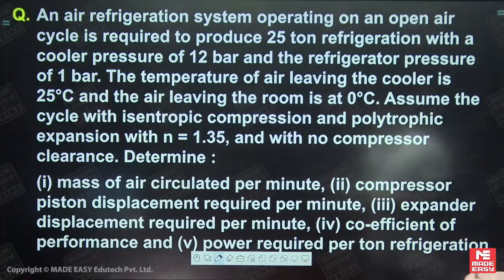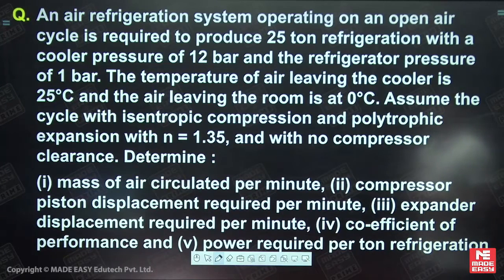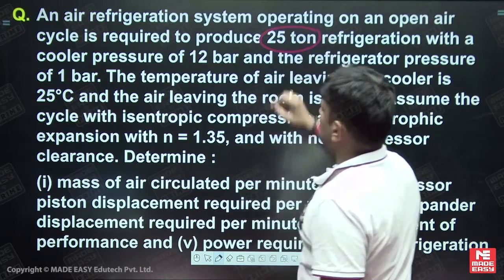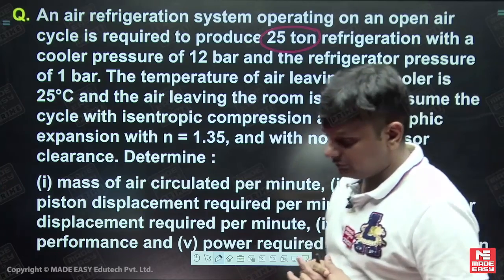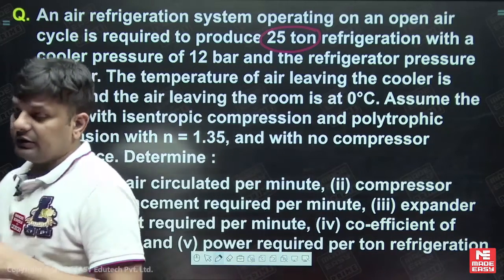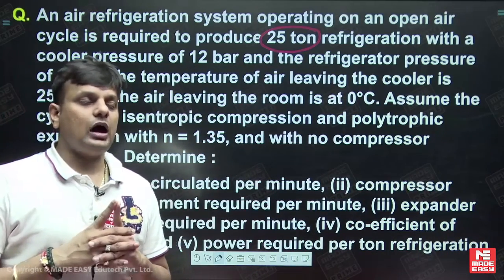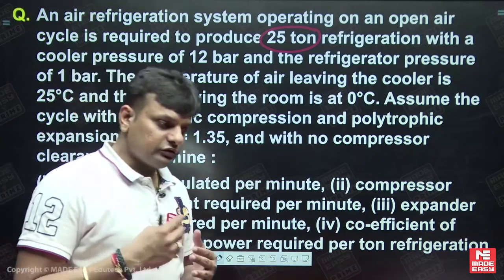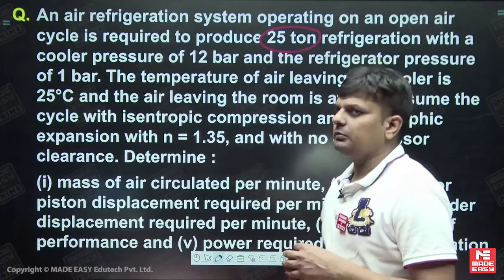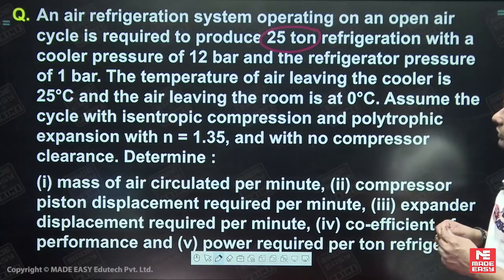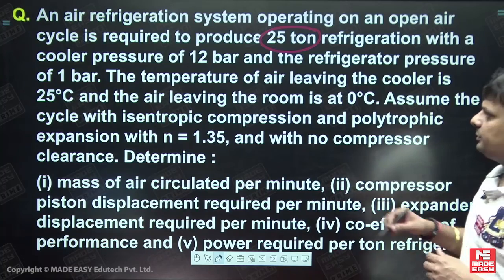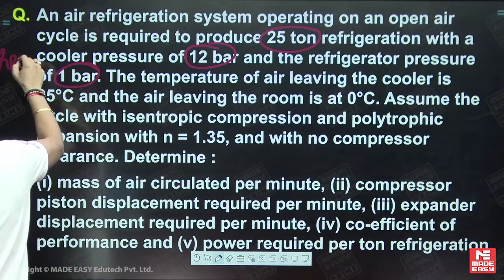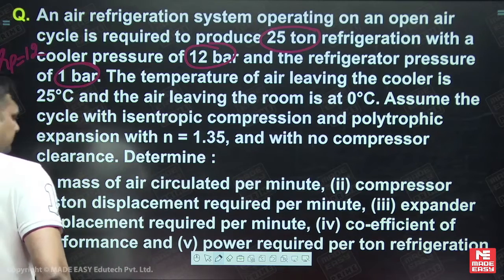An air refrigeration system operating on an open air cycle is required to produce 25 tons of refrigeration. I have already told you in the VCRS chapter, vapor compression refrigeration system, many times that the RC power or volumetric efficiency given in the question will help us find the values of the mass flow rate. Okay. Now with the cooler pressure of 12 bar and the refrigerator pressure of 1 bar, it means the pressure ratio is 12.